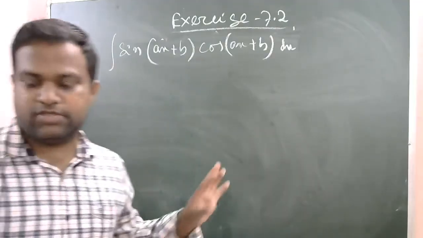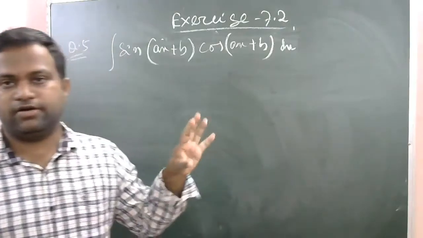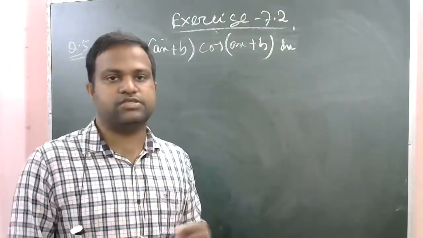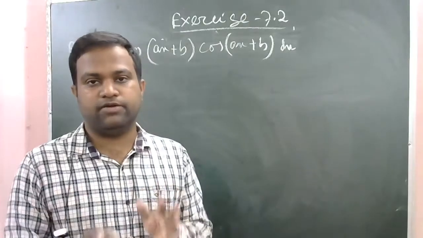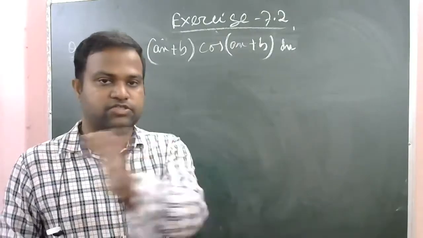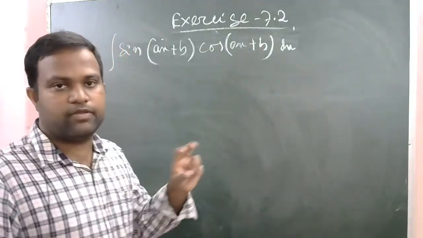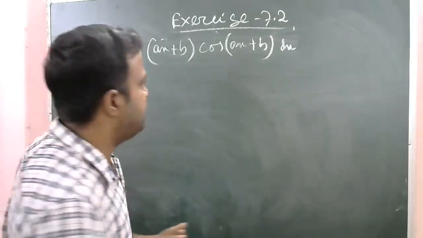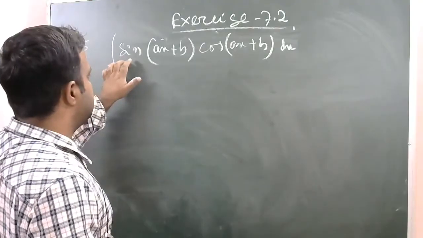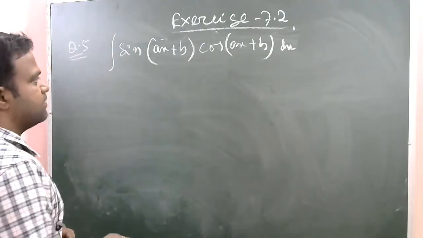So this one is the last problem in this video, and in this exercise 39 questions are there. So part-wise, in the second part I'll solve question number 6 to question number 10 or 12. So in this video, question number 1 to question number 5 I'm solving. So this is the last question for this video. So sin(ax plus b) cos(ax plus b). So what will you let here?